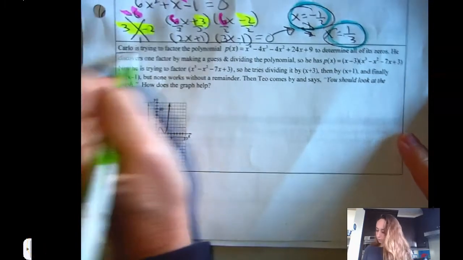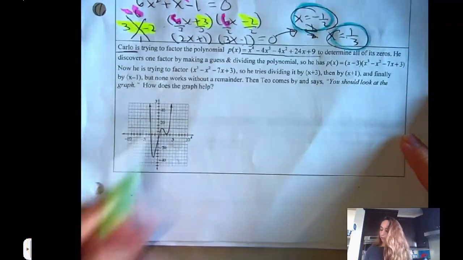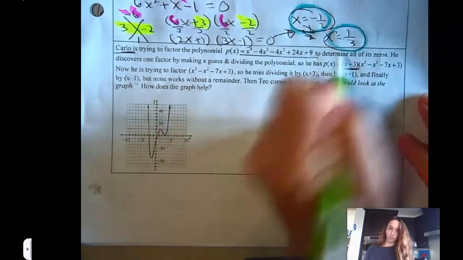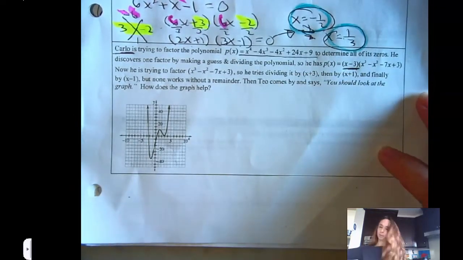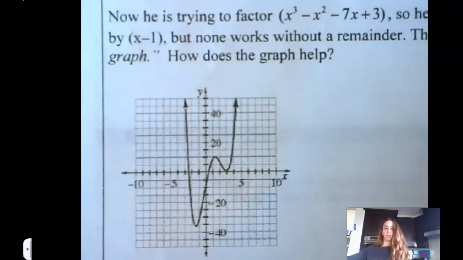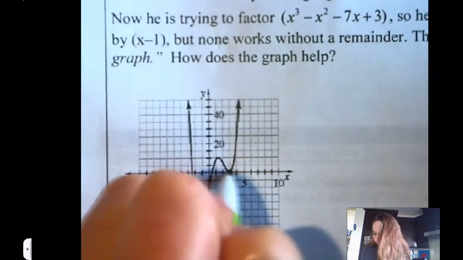So what they're saying is Carlo had this polynomial. He divided and he got one of the factors. So he knows that one of the factors is 3. So let me zoom in on this and look. Here's the graph representation. And if you look, oh, here it is at 3.